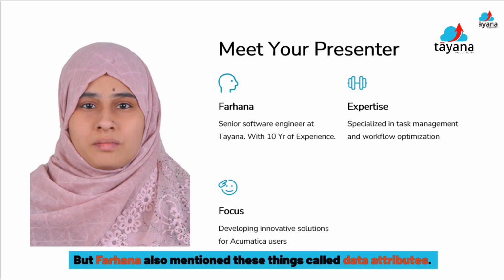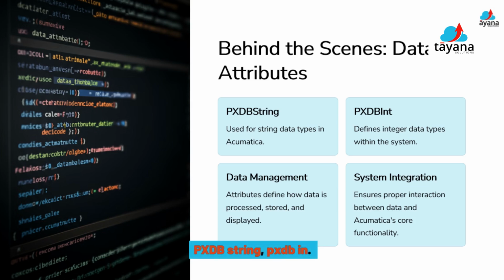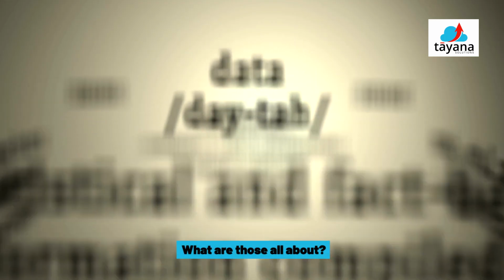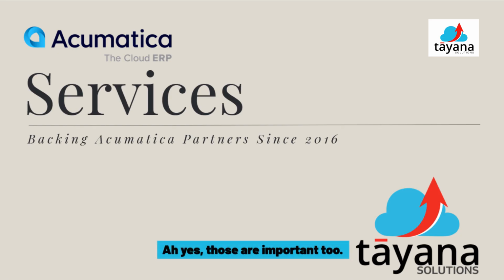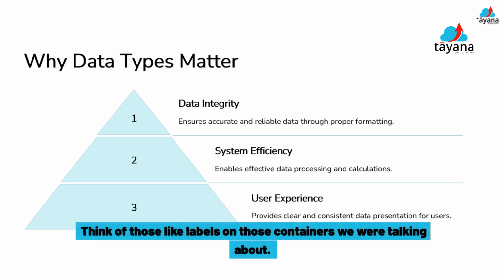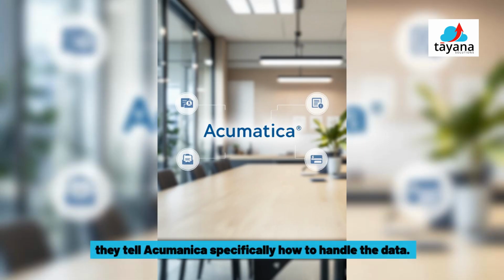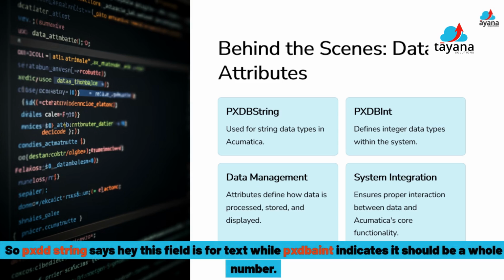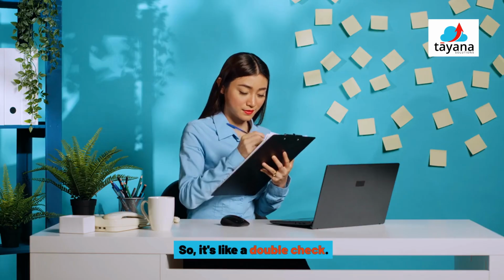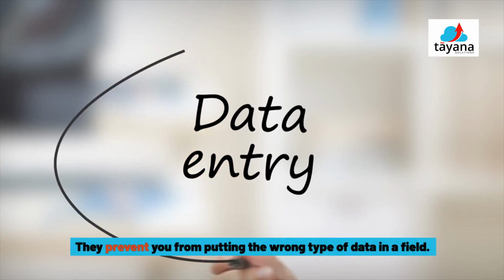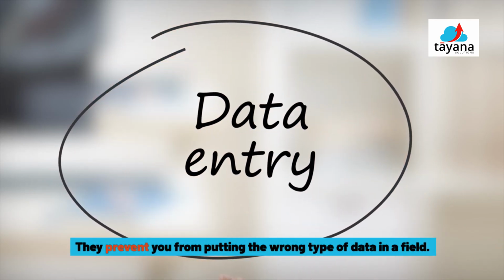But Farhana also mentioned these things called data attributes. PXDBString, PXDBInt. What are those all about? Ah, yes, those are important too. Think of those like labels on those containers we were talking about. They tell Acumatica specifically how to handle the data. So PXDBString says, hey, this field is for text, while PXDBInt indicates it should be a whole number. So it's like a double check. Exactly. They prevent you from putting the wrong type of data in a field.